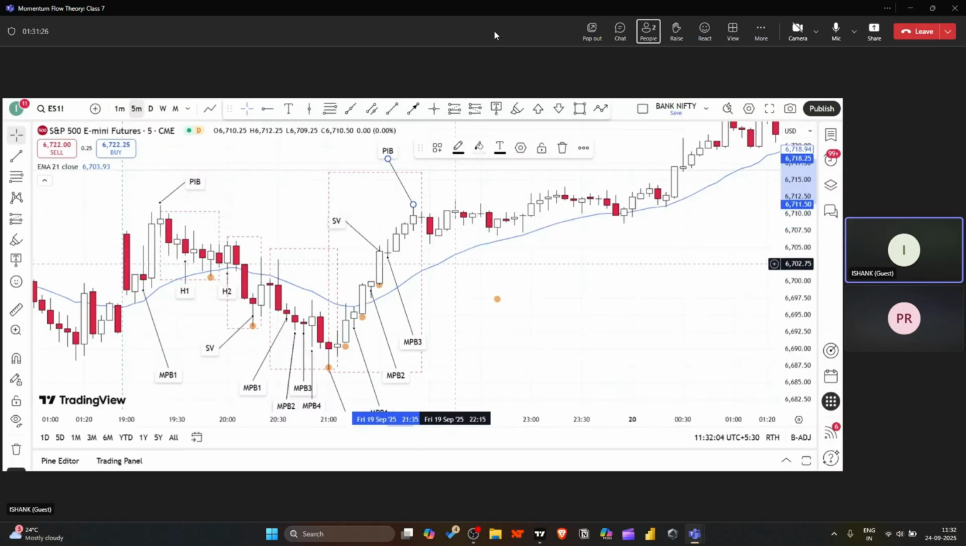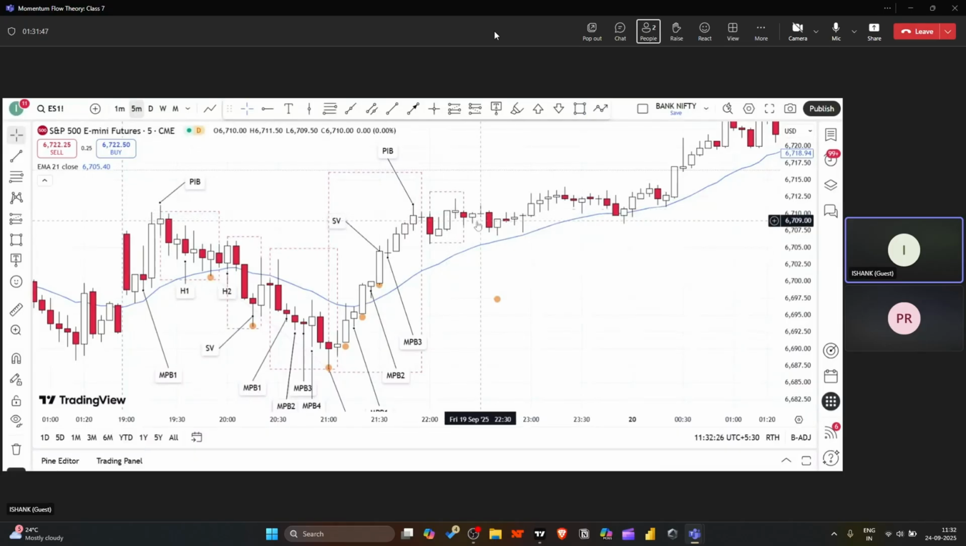Why is it a pause bar? It has a huge wick on the top. Where it is broken, that PIB got violated. This is the new PIB. One, two, three. One, two, three. Now I have to see where this one breaks. Yeah, exactly. Breaks here.